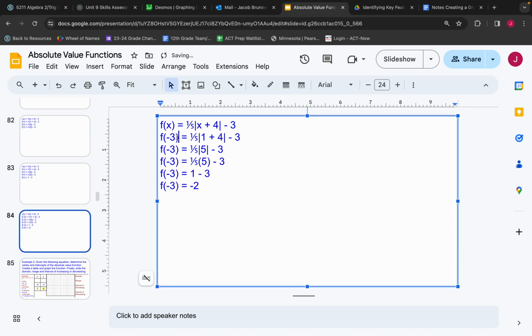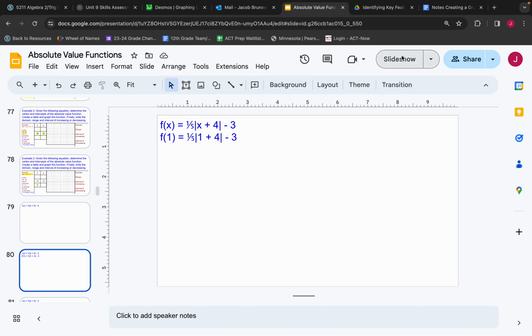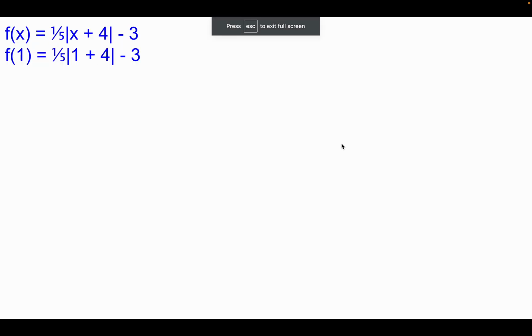Okay, last one. We're putting in 1 for x, not negative 3. I'm not really sure where the negative 3 came from. Maybe we'll see in a second here. Okay, let's go back to here. Okay, I put in 1 for x.